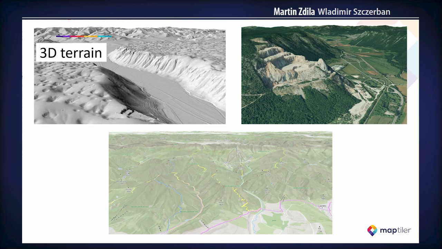In the first picture, you see the simple gray shading with 3D terrain support. In the other picture, you see the aerial or satellite map, also with 3D terrain support. And the third map is the MapTiler outdoor map, also with 3D terrain. You can, for example, check whether these hiking trails go too steeply uphill, so you can decide if you take the trip or not.